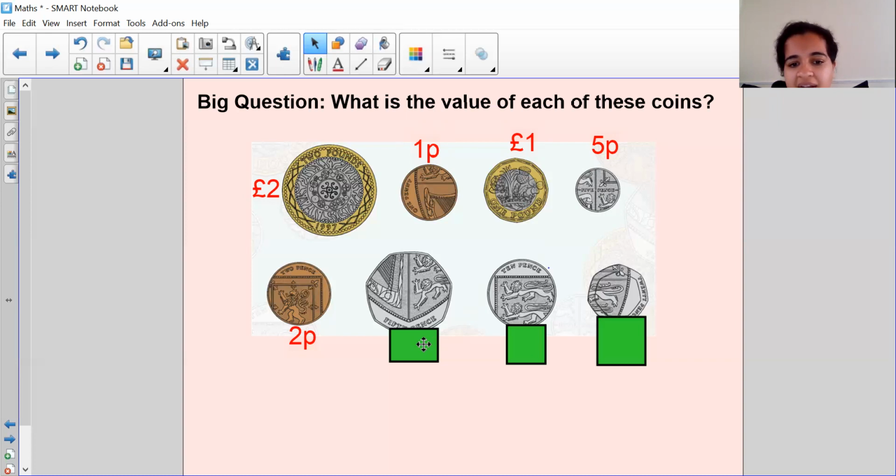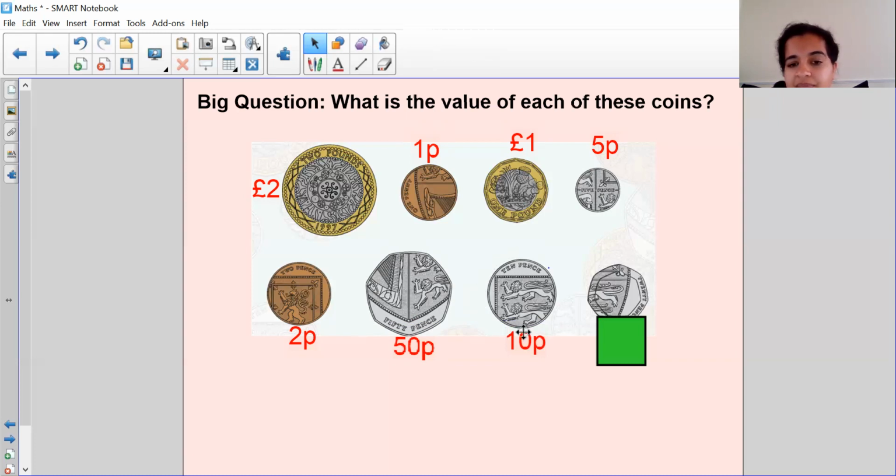And this one over here, that's right, it's our 50p. It's our biggest silver coin. And again, it's not round. It's got a few straight edges around it. Then we've got our 10p coin.